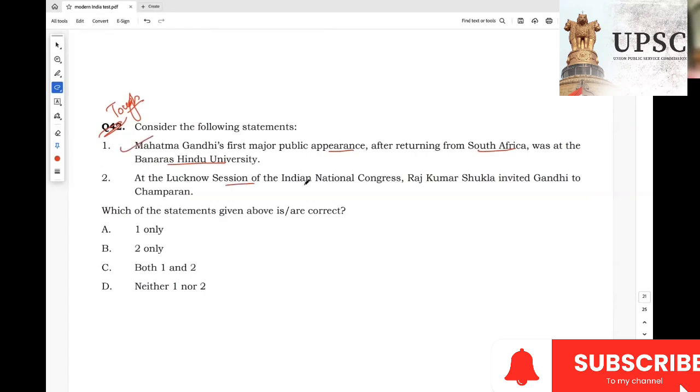At the Lucknow session of the Indian National Congress, Raj Kumar Shukla invited Gandhi to Champaran. This statement is also correct. Why Champaran? Because of the Teen Kathia system.